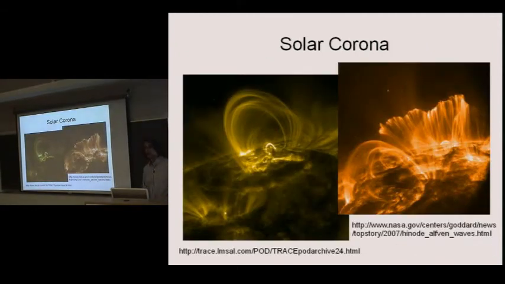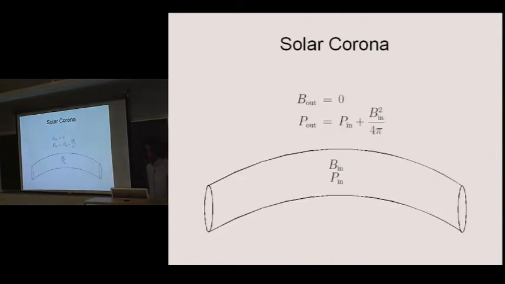Another example in astrophysics where you get contact discontinuities is in the solar corona. If you imagine a magnetic flux loop, the flux loop has some magnetic field and some pressure on the inside. Outside the flux loop, you can say that the magnetic field is 0, but the flux loop is in pressure equilibrium, which means the total pressure, the gas pressure plus the magnetic pressure, is continuous across the flux rope. That means the gas pressure outside is different from the gas pressure inside.